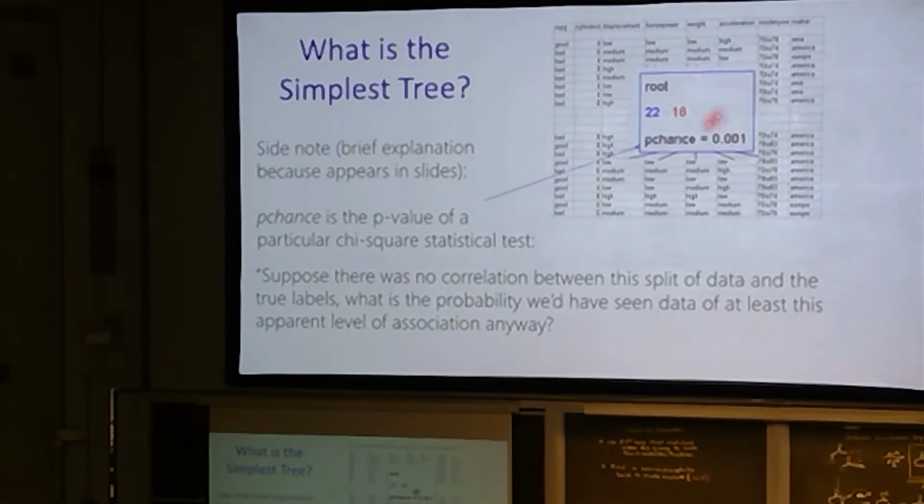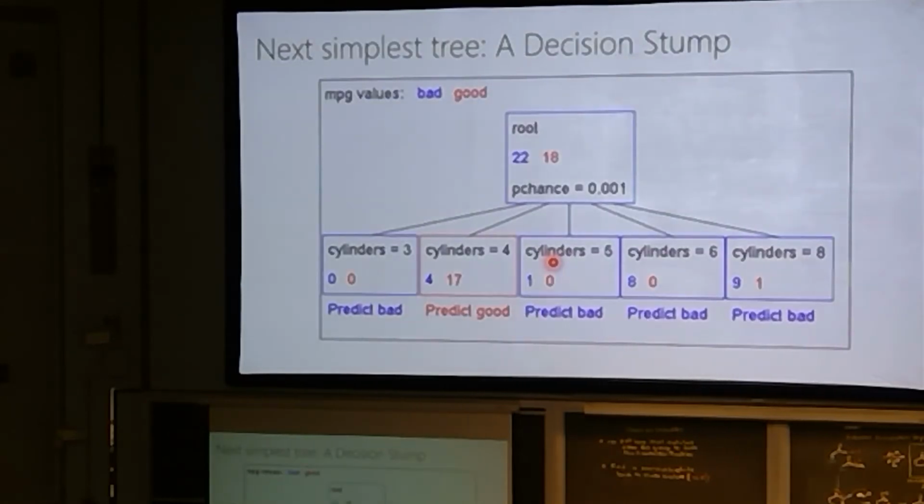I noticed, actually, I didn't want to lecture on statistical tests, but I noticed this was in all the slides, so I just went back, and this is a side note. If you're wondering what p-chance is, it has to do with a statistical test that can also be used. It's a simple chi-square statistical test, but let's ignore it for now. I just wanted to point it out in case people were wondering what it was. So just ignore it, and if you want, you can find out more about it.